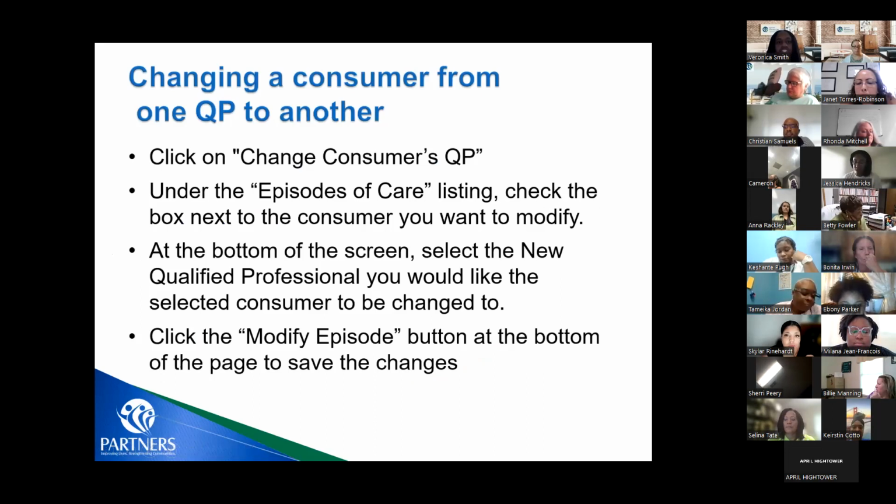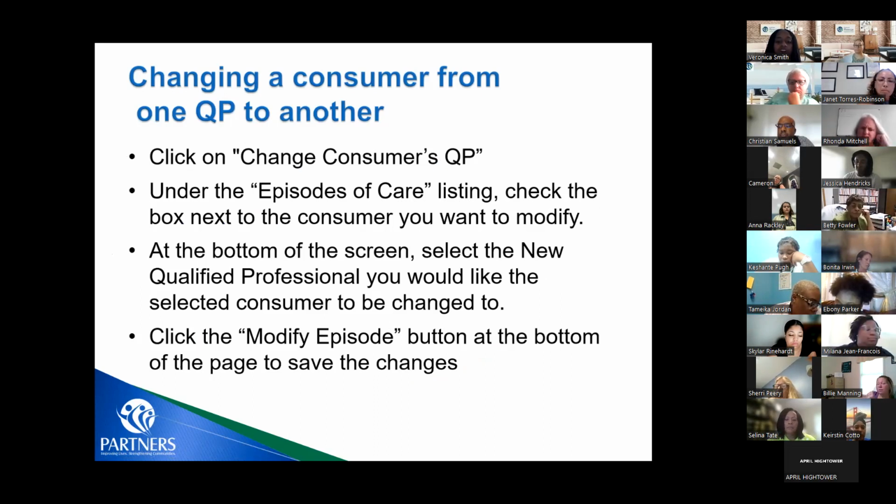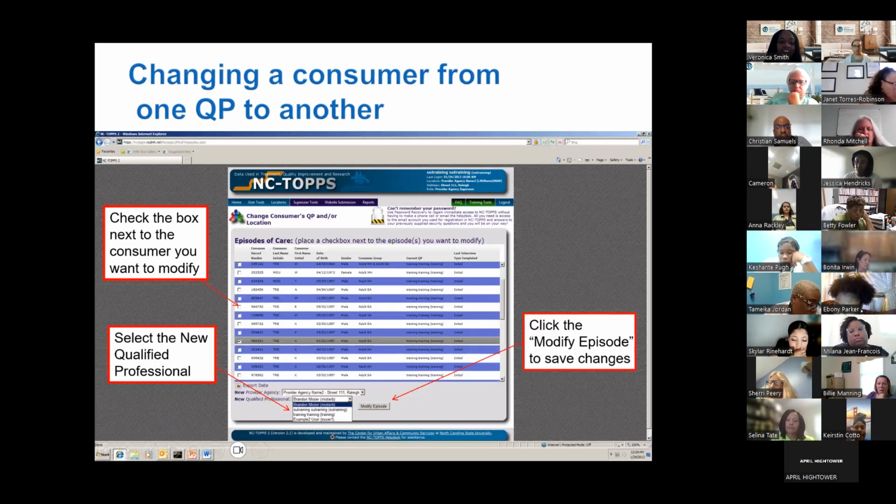The other feature is changing a consumer from one QP to another. You'll click on change consumers QP, and under the episodes of care listing, you'll check the box next to the consumer you want to modify. And at the bottom of the screen, you'll select the new qualified professional you would like the selected consumer to be changed to. And then you'll click modify episode to save the changes. So here's a screenshot of that.